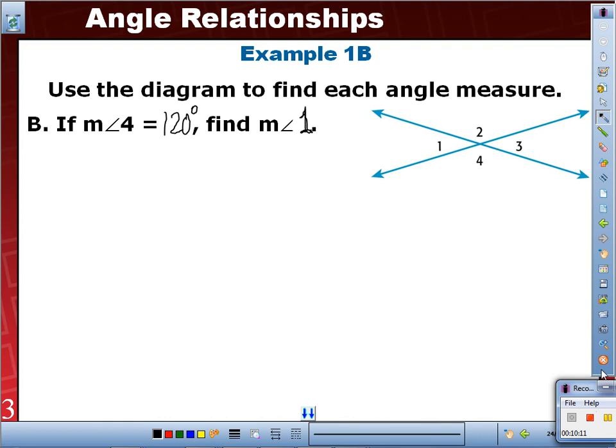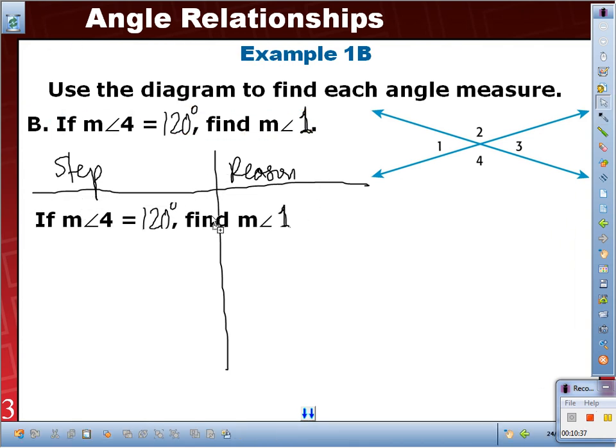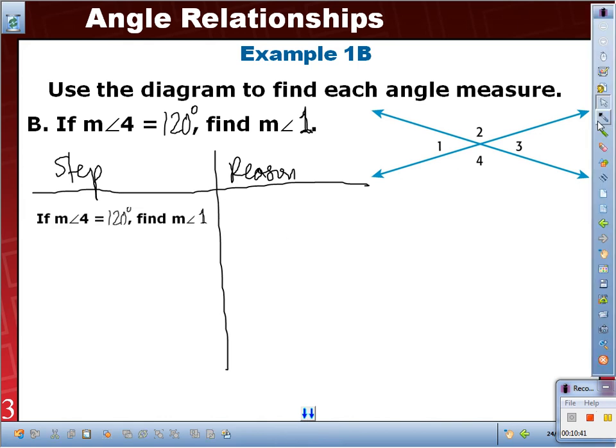All right, let's see. I'm going to get you started. Step, reason. So therefore, we write the problem in there and we write given. Is that correct? All right. So we got this here. All right, there it is, and we write given.